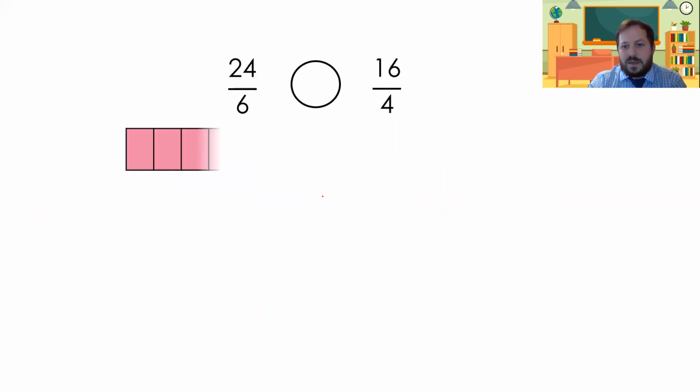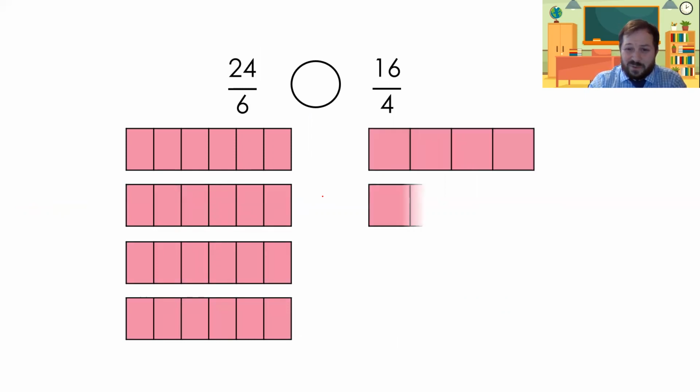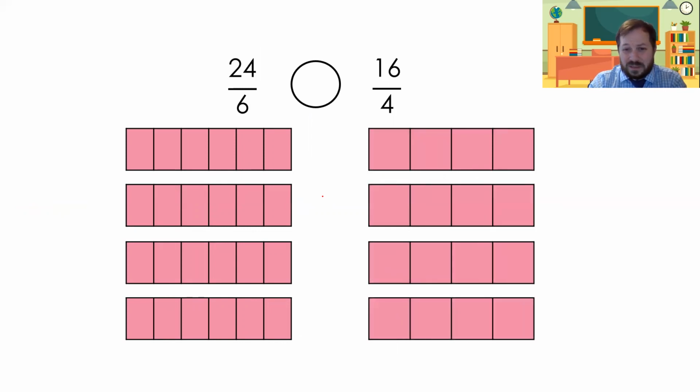Same with this one. Give it a shot. 24 divided by 6, actually, we know we can fit 4 of those in. And then 16 divided by 4, well, 16 divided by 4 is also 4 whole ones. So these are the same. And these would be considered equivalent fractions because they're the same.